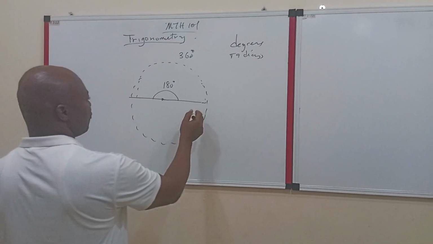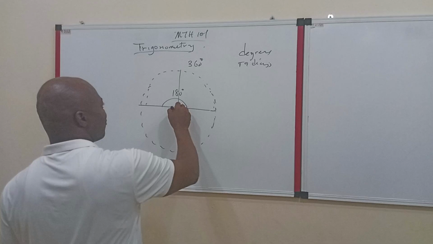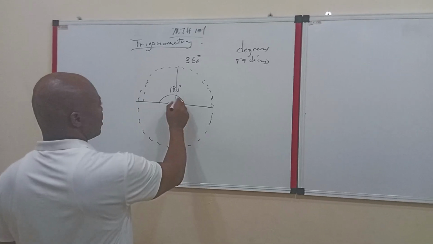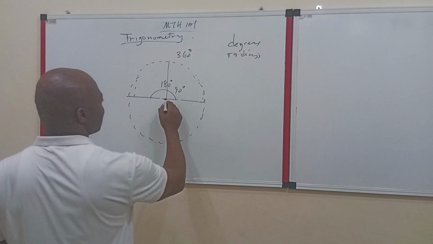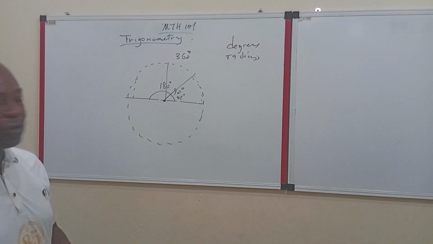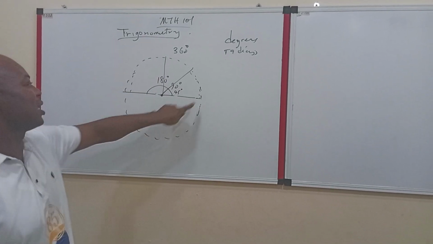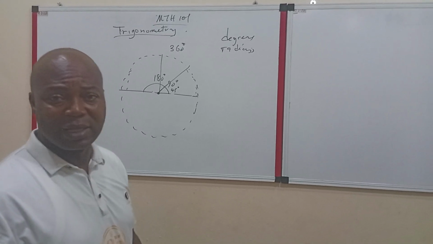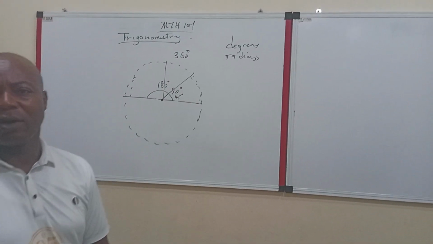Then if it moves half of this one again, assuming here is the center, then here will be 90 degrees. If it moves half of this one again, here will be 45 degrees, and so on. So a complete revolution, from here back to its starting point, has subtended an angle of 360 degrees.